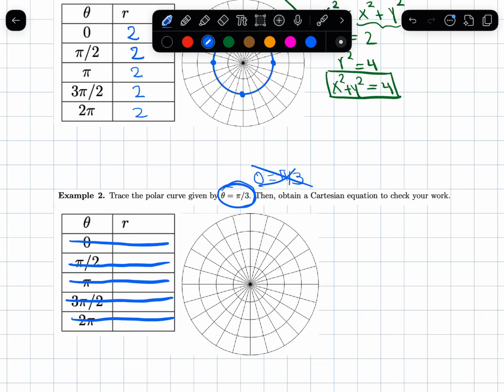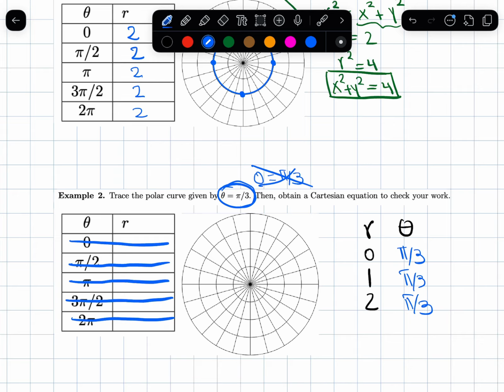So how do I figure it out? Maybe I revert my table, right? Maybe I do r and theta. Maybe I do r equals 0, 1, 2. And what's the theta that I'll get? Well, theta is always pi over 3.